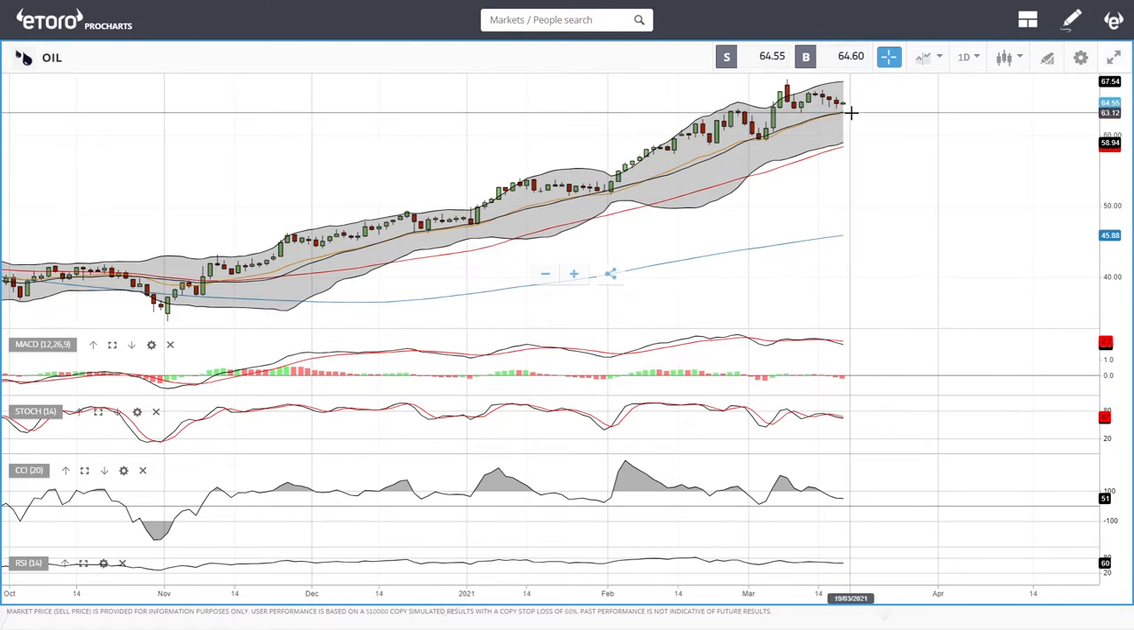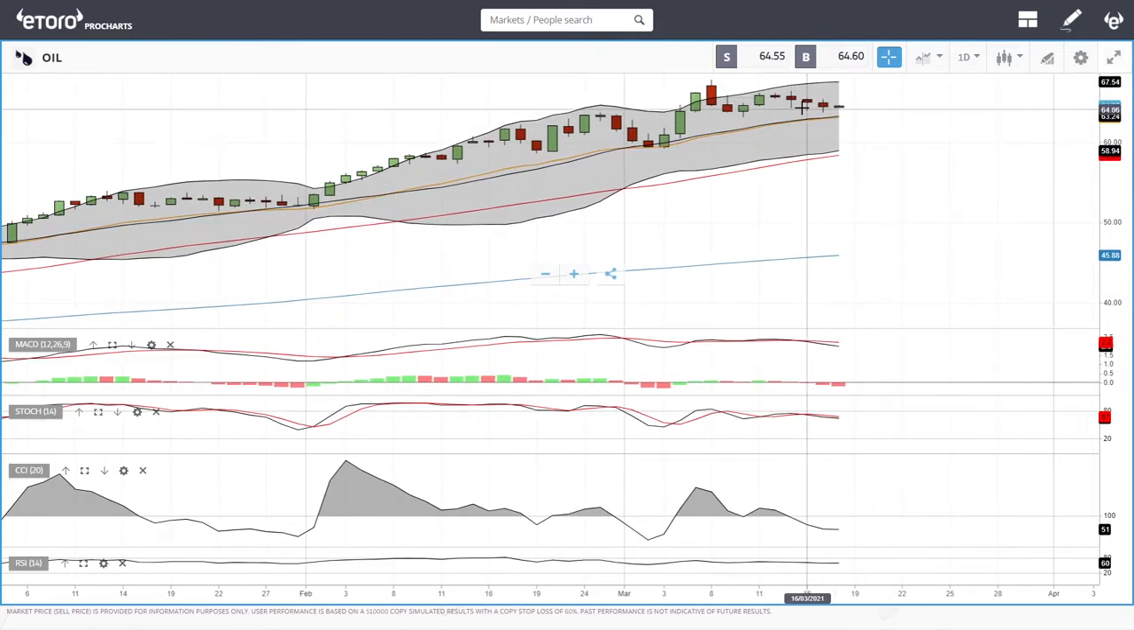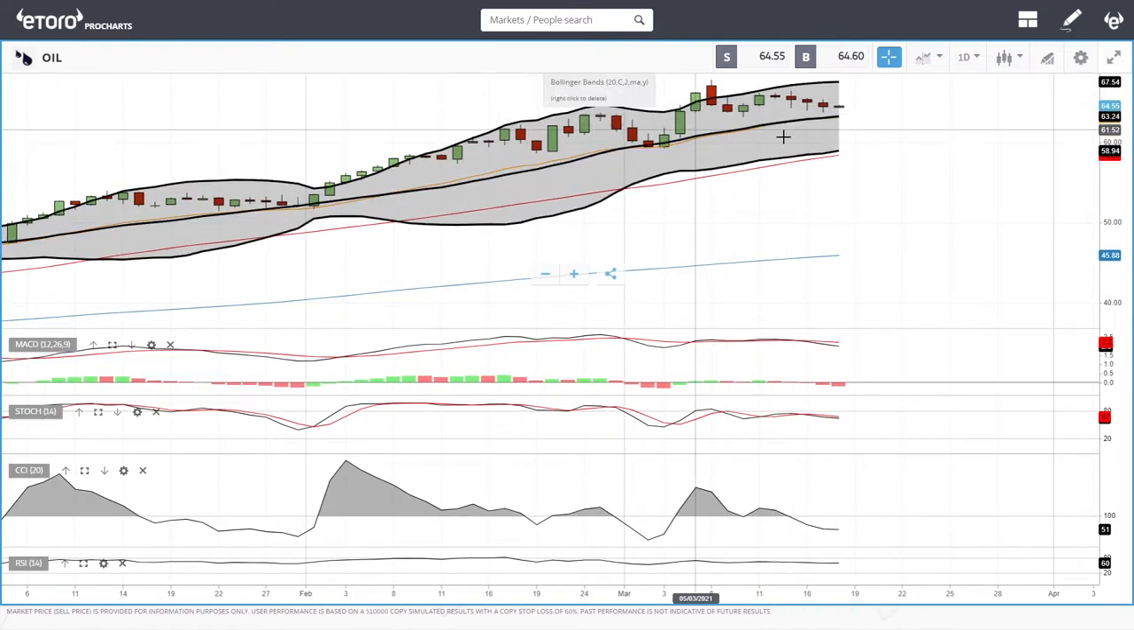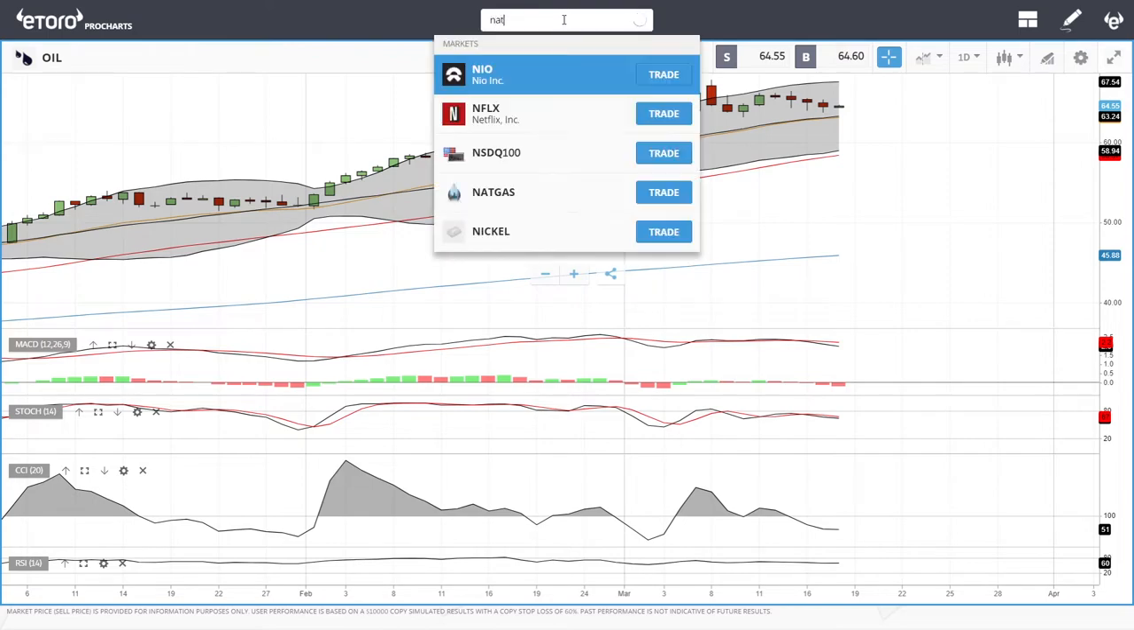A break below the 20 exponential opens the door to the bottom of the bullish band at roughly 58, or around 60 is most likely where we'll see a lot of buyers come in. But at this point, we are most likely going to test the 20 exponential before rallying to the upside. So let's look at natural gas.